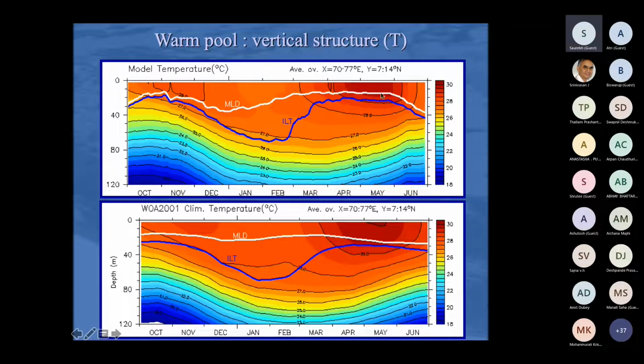So if you look at the shading, you will see a patch of very warm water, and that is simulated well by the model, just similar to the observations. In fact, the entire cycle from October to January is well captured by the model. There are two other curves here. One of them is the mixed layer depth, where both temperature and salinity are uniform, and there's a blue curve where it shows where only temperature is uniform.